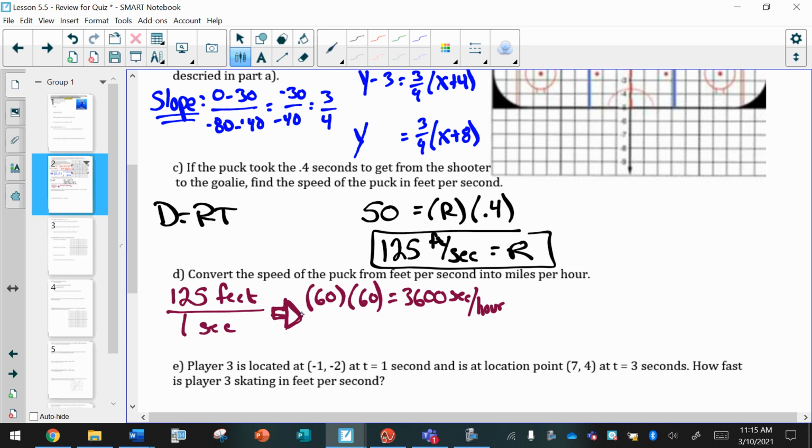Okay, 60 minutes in an hour, 60 seconds in a minute. So 60 times 60 is 3,600 seconds in 1 hour. So next thing you need to know, we have to convert feet to miles. So how many feet in 1 mile?